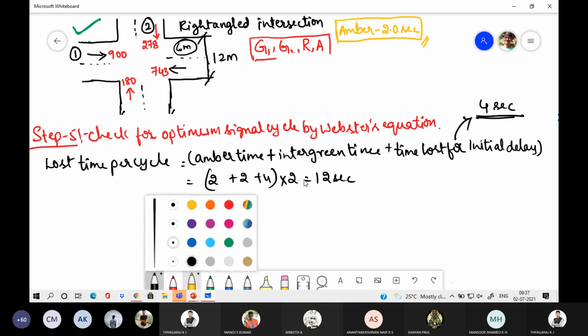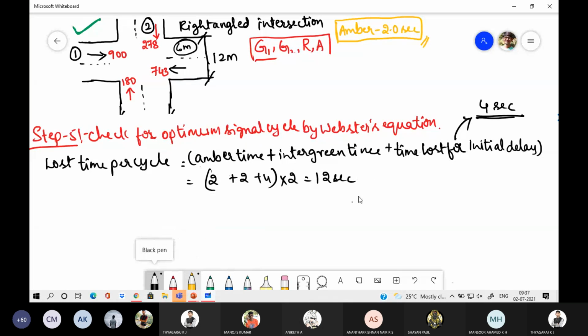What happens in the signal is that you will be standing. So whenever it indicates green time, there will be some delay in the movement of the vehicles. That's why we are going to call it the initial delay, and we are going to consider it as 4 seconds.